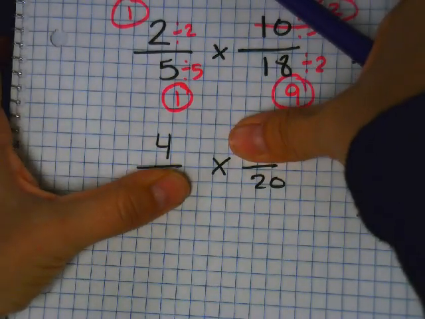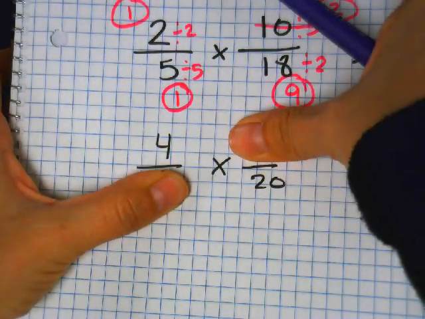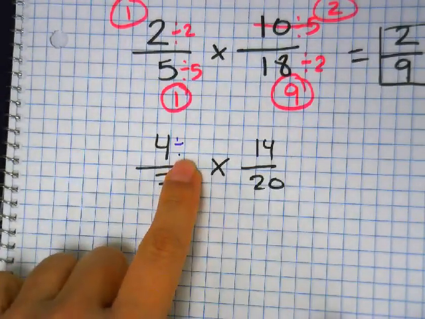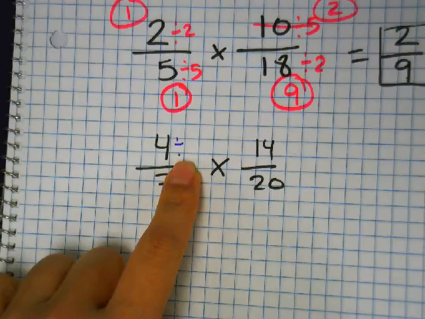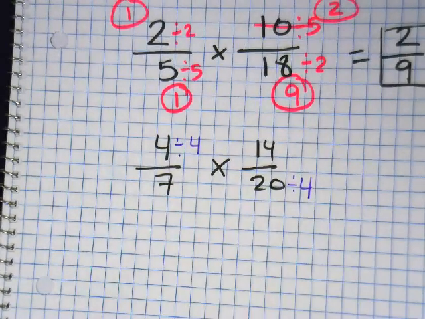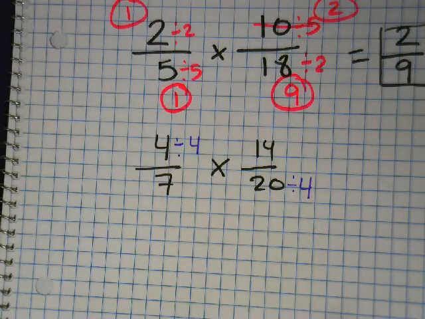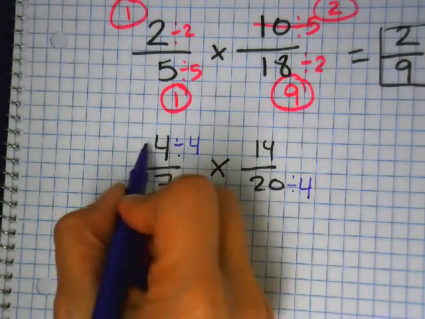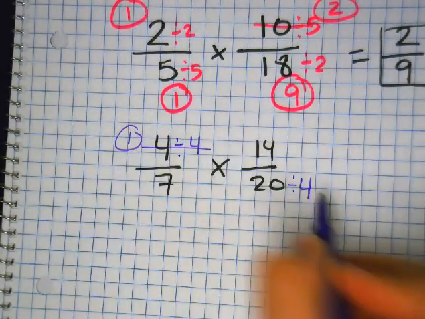4 and 20. What can I divide 4 and 20 by? Can I put a 5 there? No, you can put a 4 though. 2 also works. It's not the best, but it works. All right. 4 divided by 4? 1. 20 divided by 4? 5.